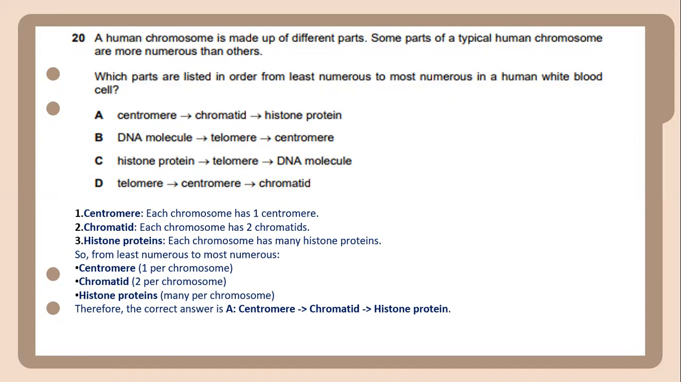Chromatid, each chromosome has 2 chromatids. Histone protein, each chromosome has many histone proteins. So from least numerous to most numerous is a centromere, 1 per chromosome. Chromatid, 2 per chromosome. For the histone protein, many per chromosome. Therefore, the correct answer will be centromere, 2 chromatid, and many histone protein, which is A.